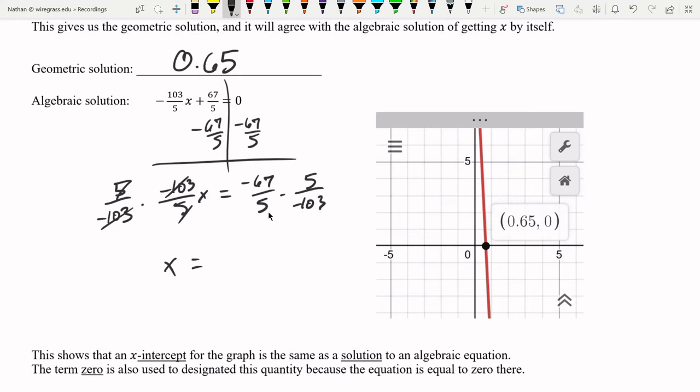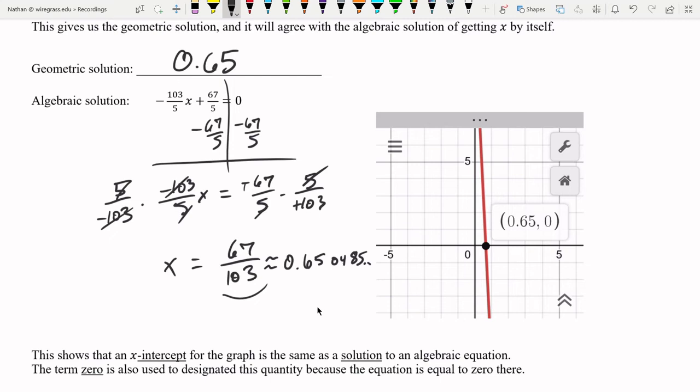On the left, sorry, the other way around, on the right, we have the 5's canceling, and the negatives cancel as well. We get 67 over 103. And this is actually approximately equal to 0.650485, and it continues on. I believe it repeats. I'm not sure where it repeats. This, of course, is a rational number, so we know it repeats indefinitely or it terminates at some point. So it looks like it repeats indefinitely here.